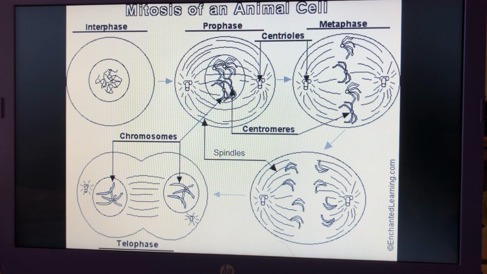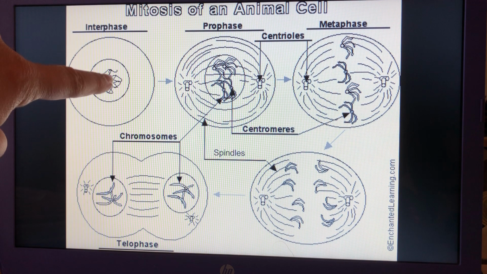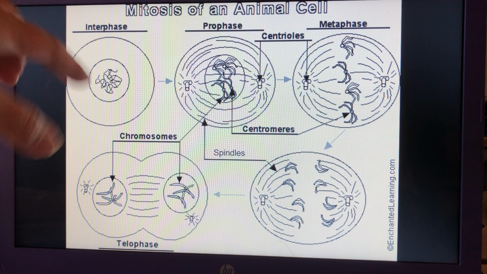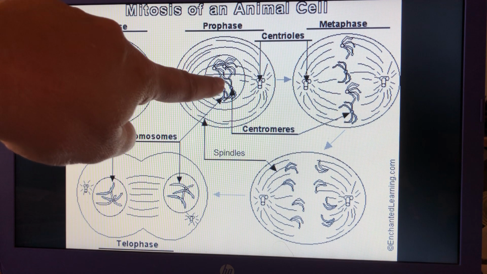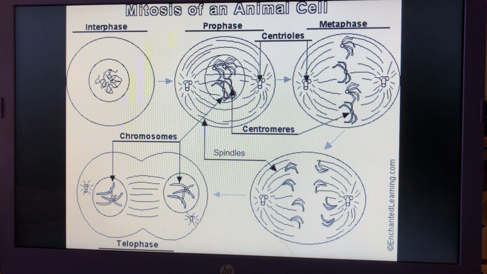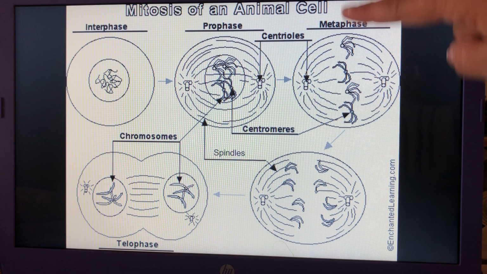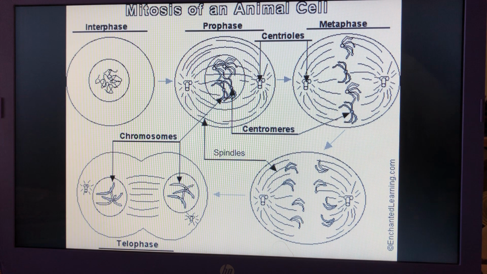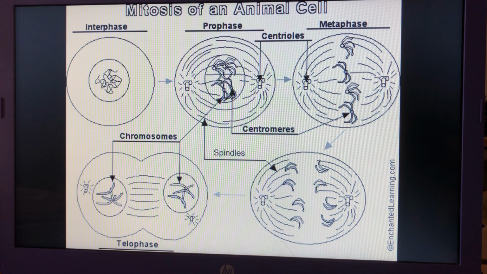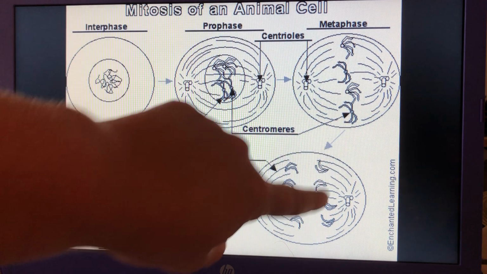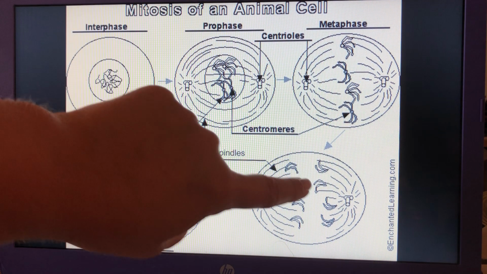This is a chart to help you see in interphase how that chromatin is just sort of in the middle, not formed in any way. But then in prophase, it condenses and forms chromosomes. And you have your centrioles that are on each side with all those spindle fibers. Then in metaphase, our chromosomes are lined up right here. And then our 2 words here, chromosomes are separated. I pointed to the wrong one, I'm sorry.